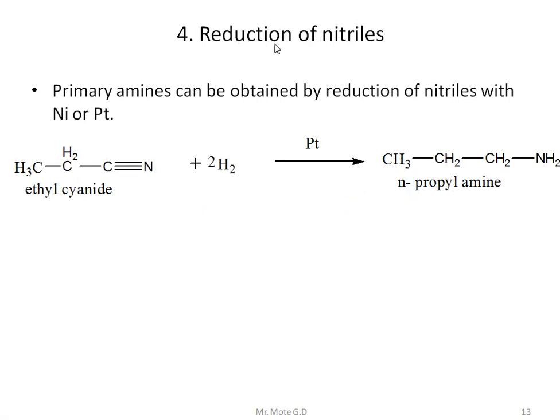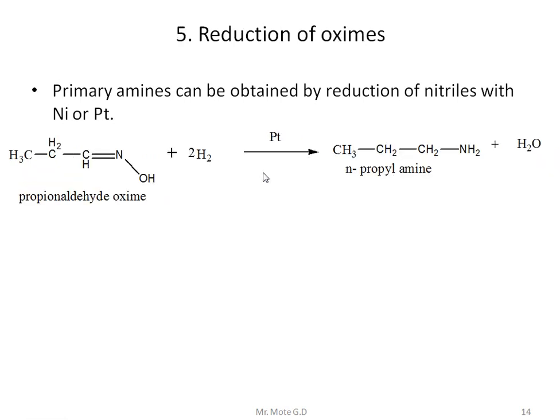The next, fourth method, reduction of nitrile. Here we are taking the cyanide group. Nitrile means cyanide. We are treating it with hydrogen. Two hydrogens will be added to this, and two hydrogens will be added to this to form n-propylamine, and the reducing agent is platinum. And fifth, reduction of oximes. So this is an oxime, NOH. Finally the compound should have NOH, which is called an oxime.